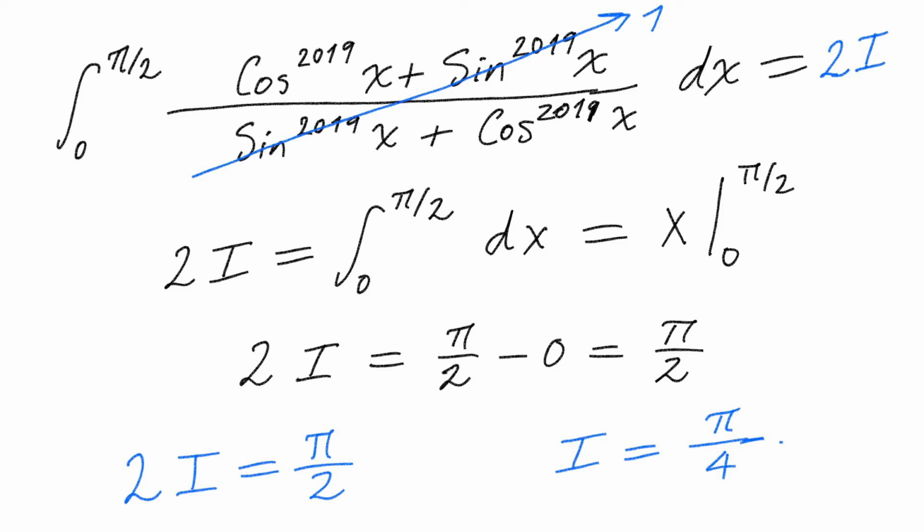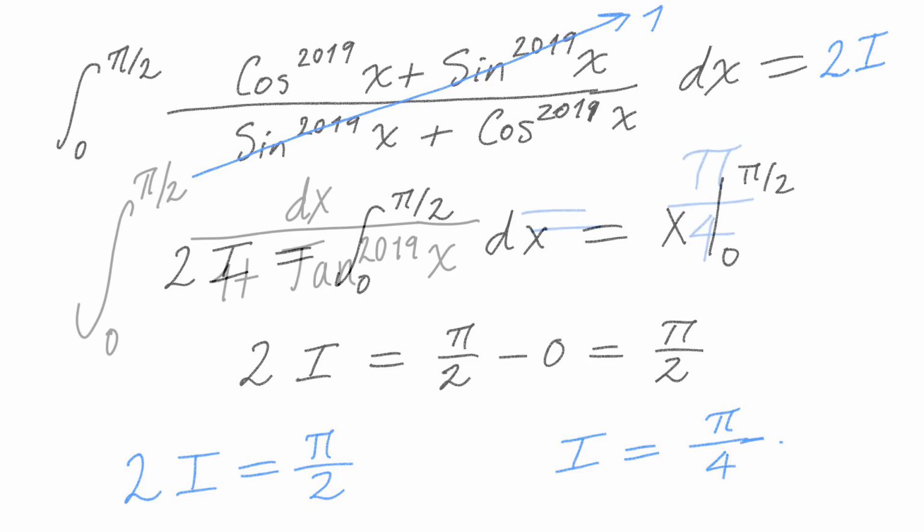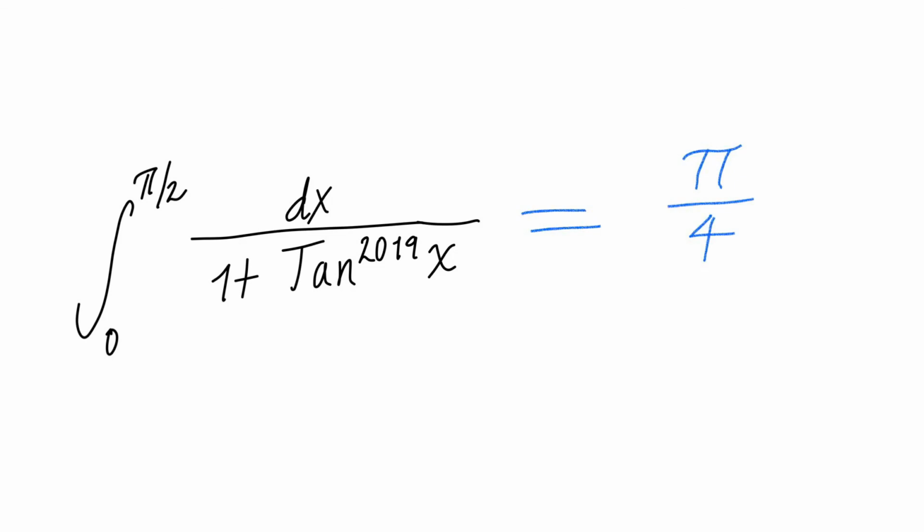It's equal to x evaluated from 0 to pi divided by 2. So 2I is equal to pi divided by 2 minus 0. So 2I equals pi divided by 2. We just take the number 2 that is multiplying I, and we divide to the other side. So I is equal to pi divided by 4. So our question was to obtain the value of I, basically. And we obtained that I is equal to pi divided by 4.